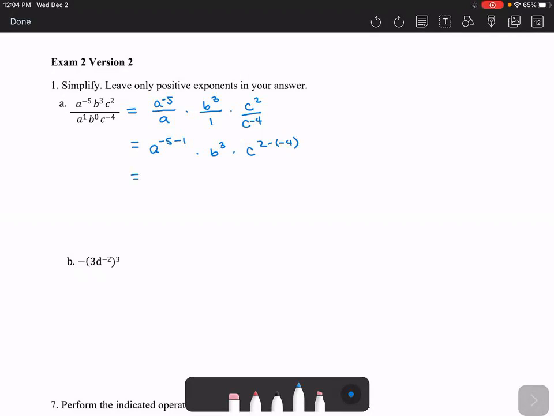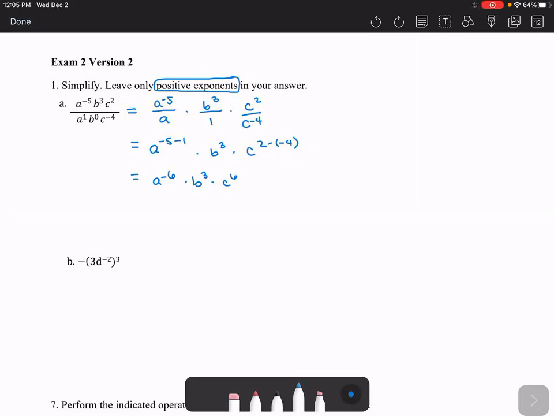And now we can simplify it more. This is going to be A to the minus 6 times B cubed times C to the 2 minus 4. We know that this is really adding the opposite, so this is really 2 plus 4. So this is C to the 6th. This gets us most of the way there. However, you'll notice in the directions that it says to only have positive exponents in our answer. So B cubed and C to the 6th have positive exponents, but we're missing a positive exponent for A.